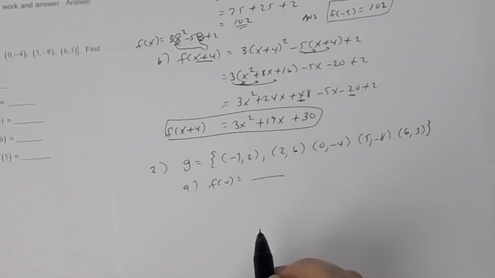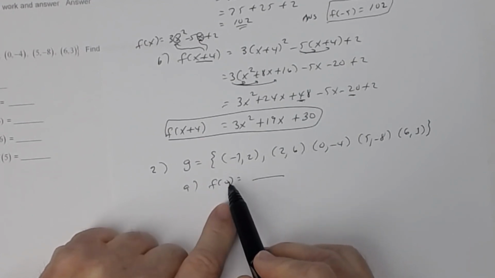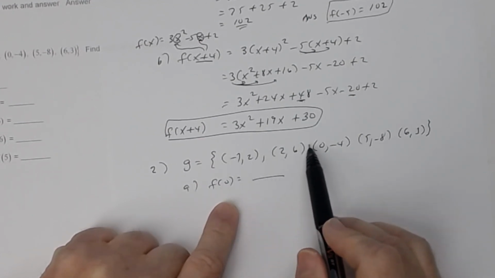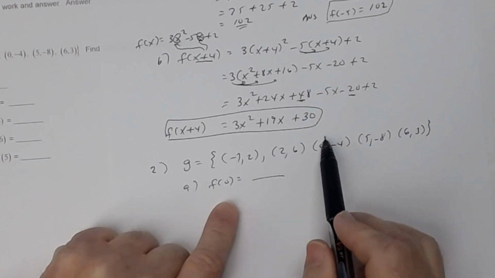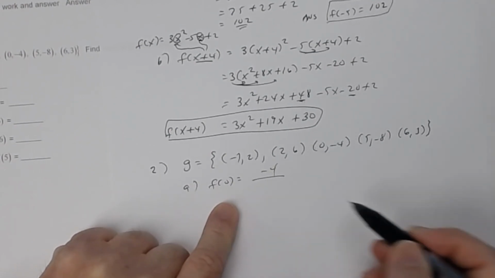No work is needed in these. So f of 0, remember, this means what is the y value when x is 0? Well, the only point here where the x coordinate is 0 is this one. And my y value is negative 4. So the answer is negative 4.